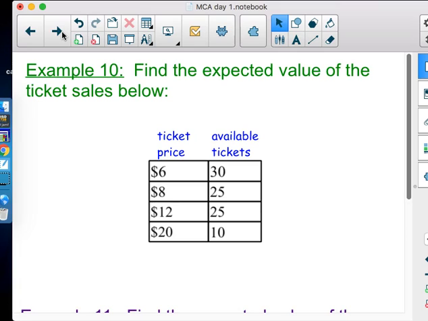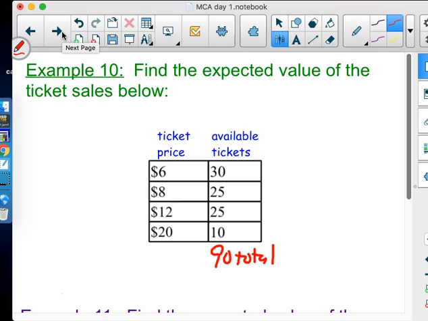So this says, let's find the expected value of the ticket sales below. And I don't see anything here that says what we get for a percentage for these. That's because we have to figure that out. So we have to figure out 30 out of what, 25 out of what, 10 out of what, so that we know what those percentages are. So let's see, 30 and 50 is 80, we got 90 total. So this would be 30 out of 90.